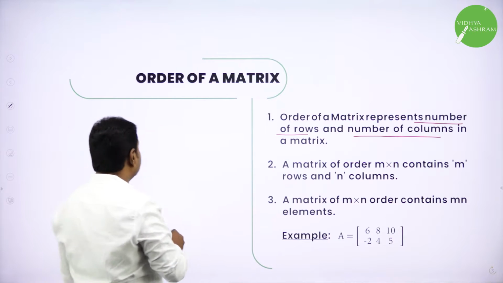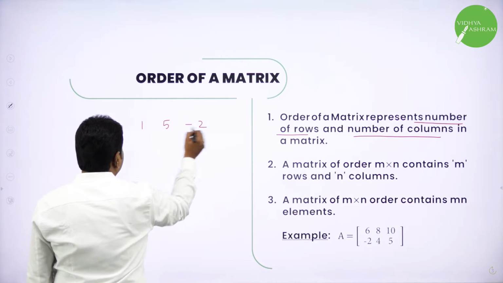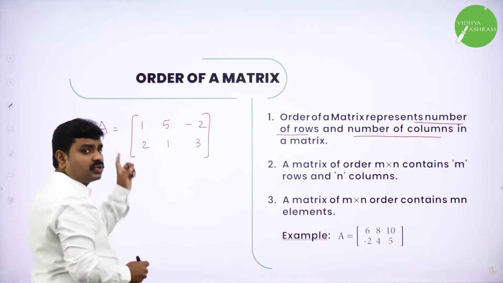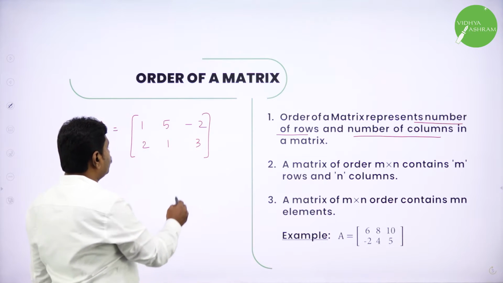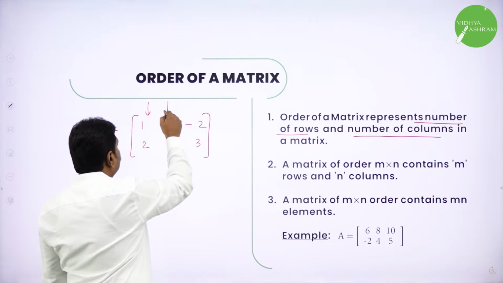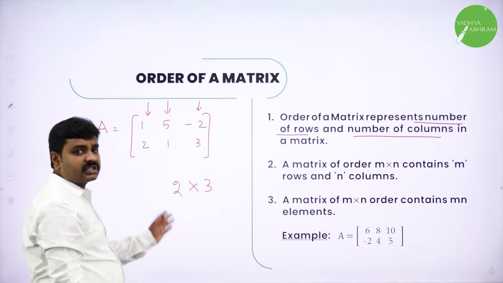For example, if I take A is equal to 1, 5, minus 2, 2, 1, 3. I wrote a matrix. How many rows are there? So we have two rows. How many columns are there? 1, 2, 3. 3 columns. 2 cross 3 is the order. What is the order? 2 cross 3.